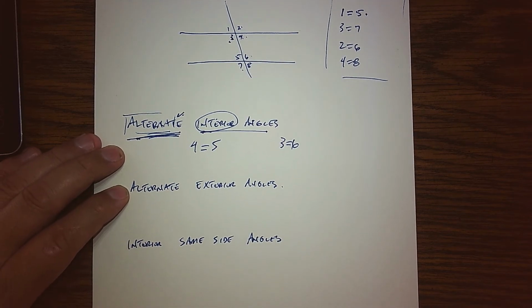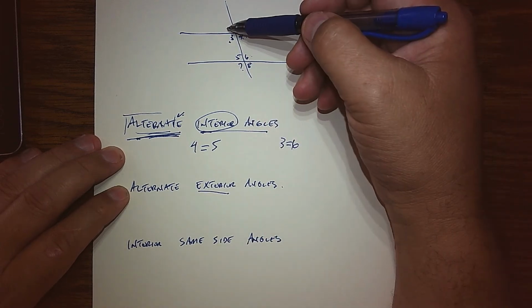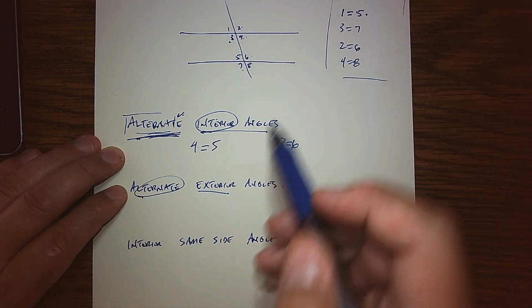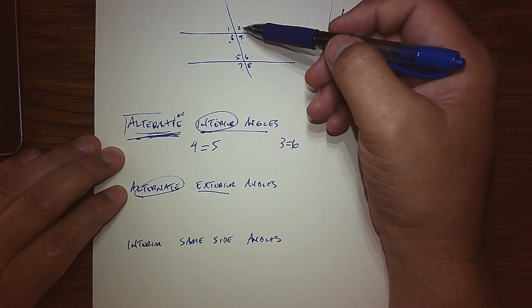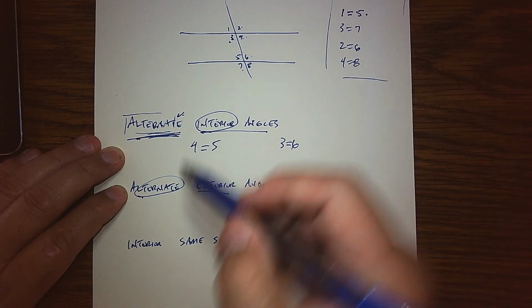Of course, the same thing happens for the exterior. This time we're on the outside, so we're talking about angles 1, 2, 7, and 8, and we're talking about being on alternate sides. So if we look on the outside and opposite side, the exterior angle 1, its alternate exterior angle would be 8.